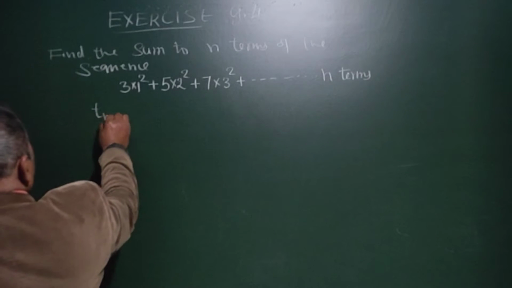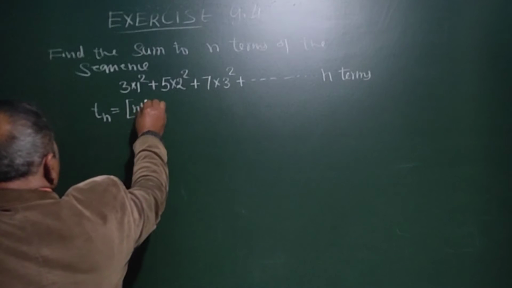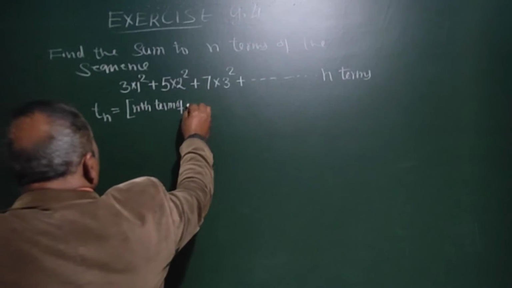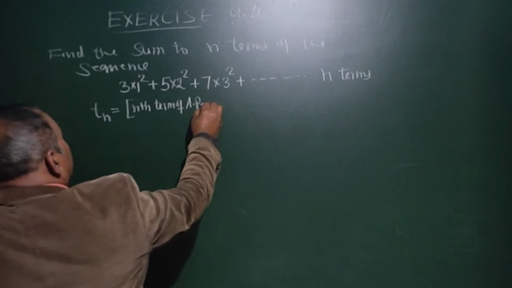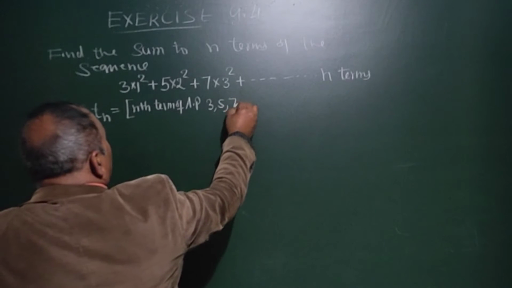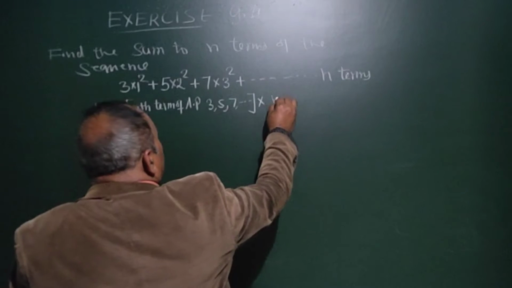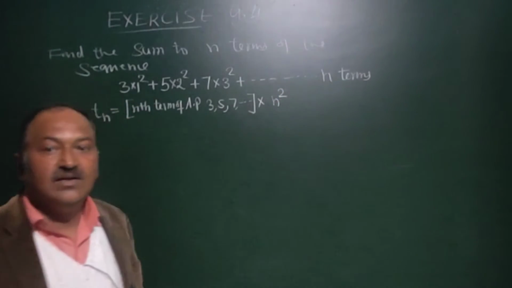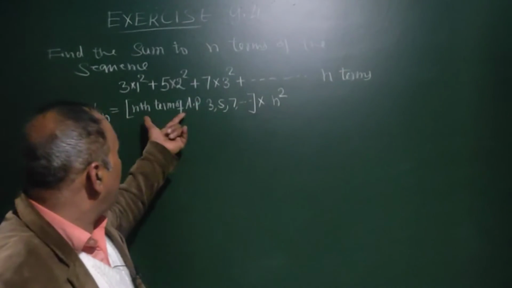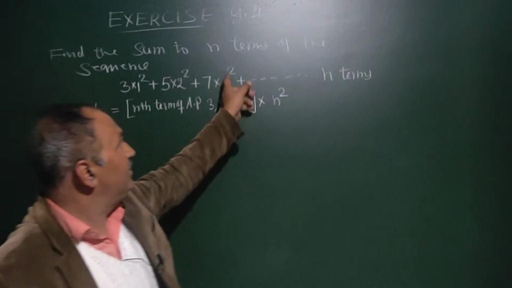Tn will be equal to nth term of AP 3, 5, 7, multiplied by n square. This will be the nth term of this whole sequence. Nth term of this AP multiplied by n square, 1 square, 2 square, 3 square.